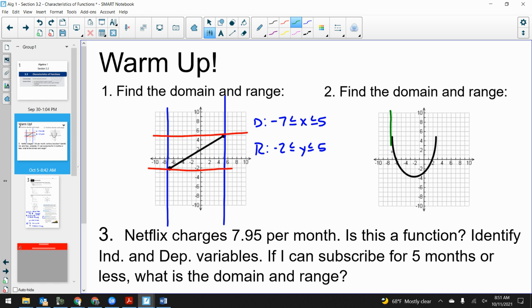All right, so here to here is my domain. My domain is -7 to +3. My range is here to here, -4 to +5.